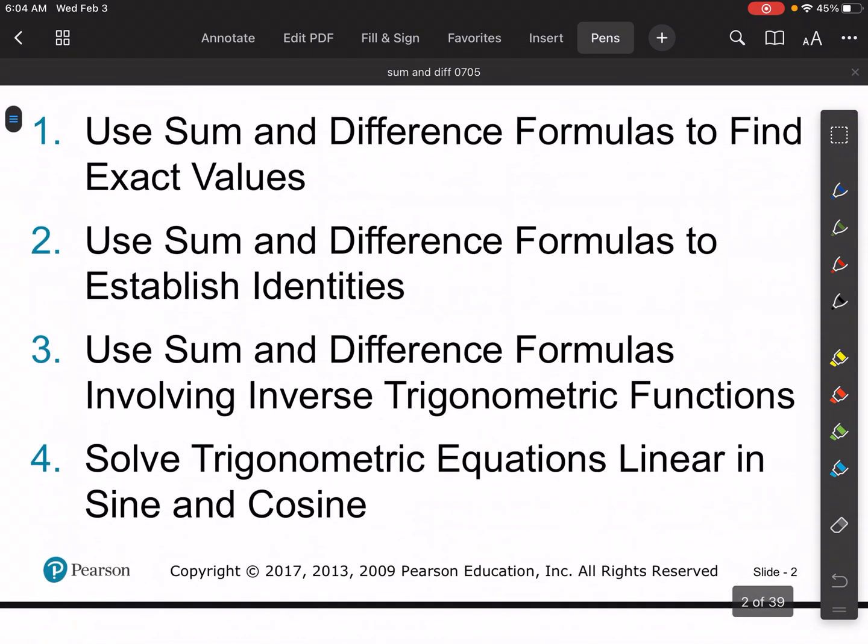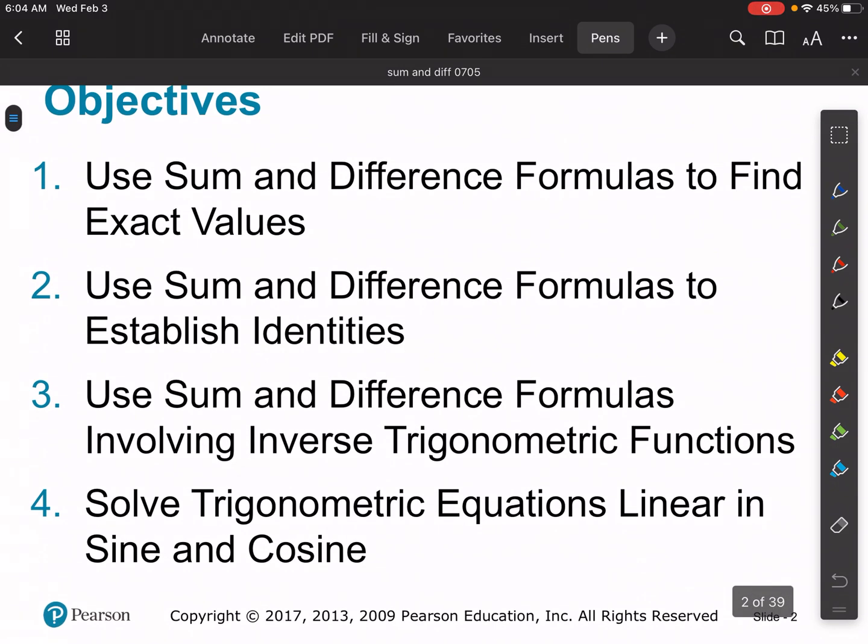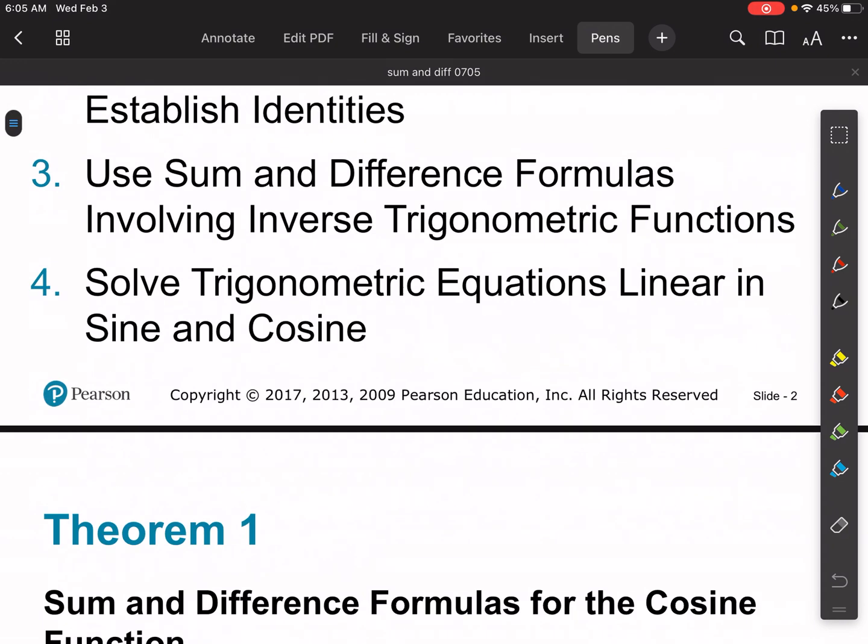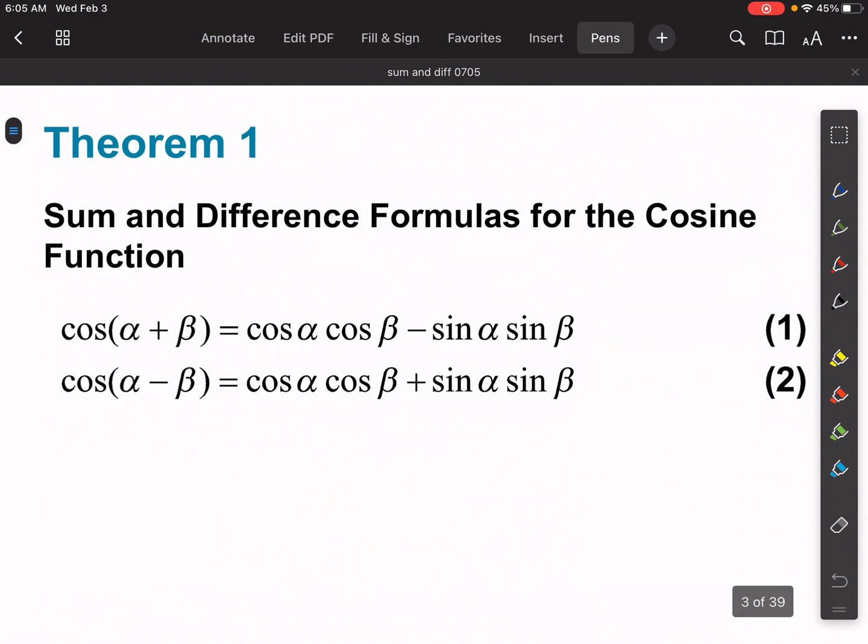And some objectives for the day, we're going to use the sum and difference formula to find exact values, to establish identities. Then we're going to use them involving inverse trig functions, and then solve trig equations linear in sine and cosine. Okay, so theorem 1. This is the first thing you need to have memorized.